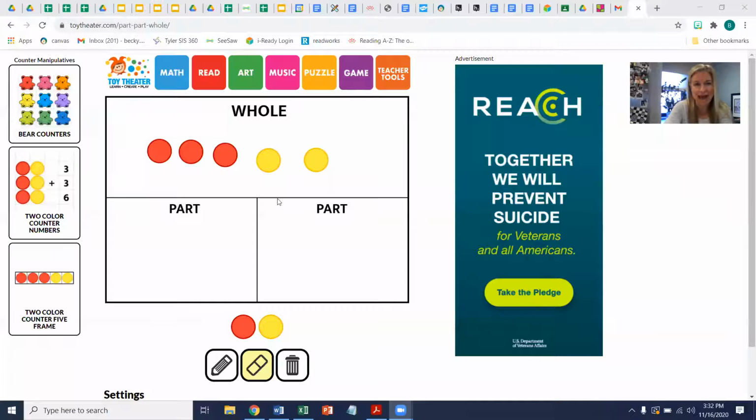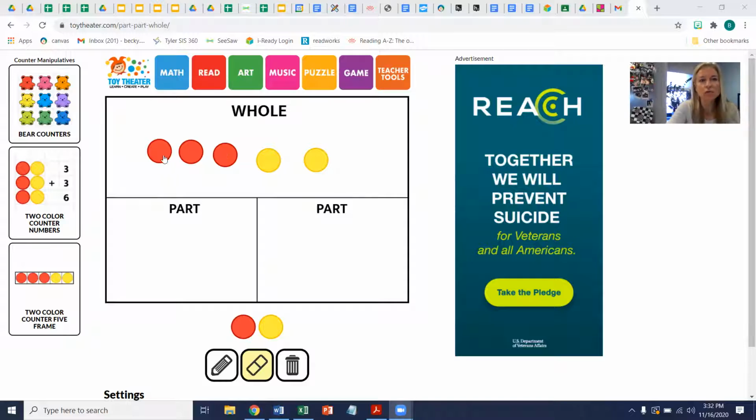So I'm going to share my screen so you can see. We've been working with that part whole mat when we add. So when we added, we had a part over here and a part over here, and then we put them together to make our whole group. Well, today we're going to subtract. So we start with our whole group when we subtract.